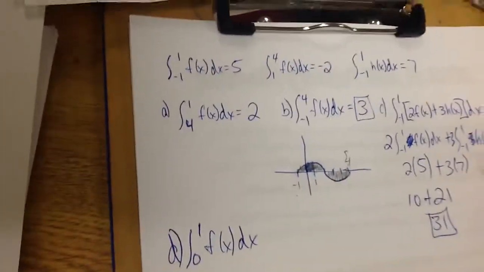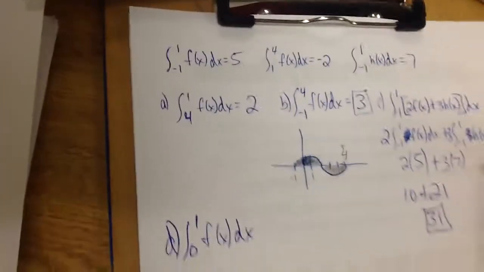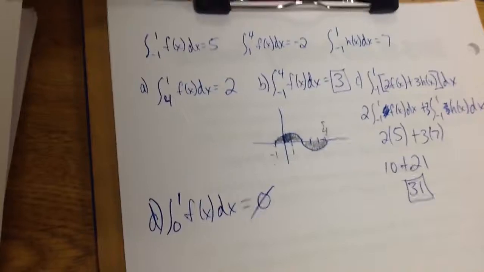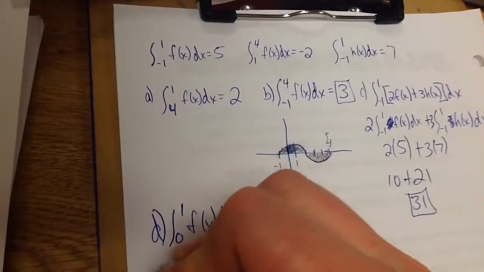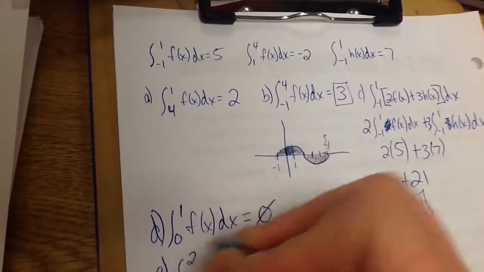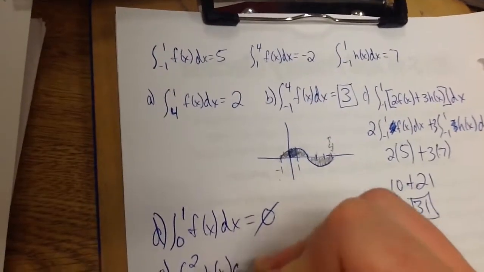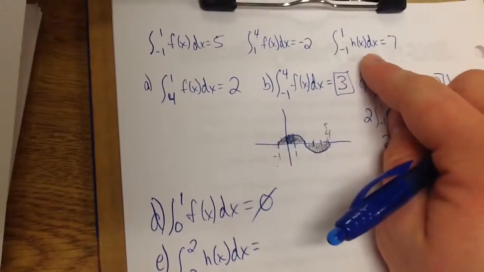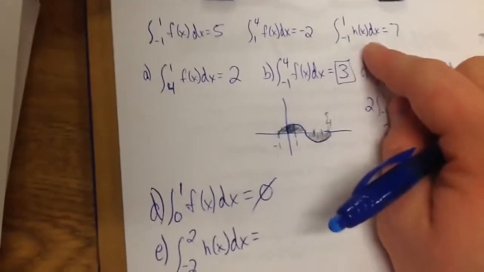So, unless I'm missing something here, I don't think you can do this. Not enough information. E, what's E? Negative 2 to 2, negative 2 h of x. What? I think this is going to be the same thing, not enough information.